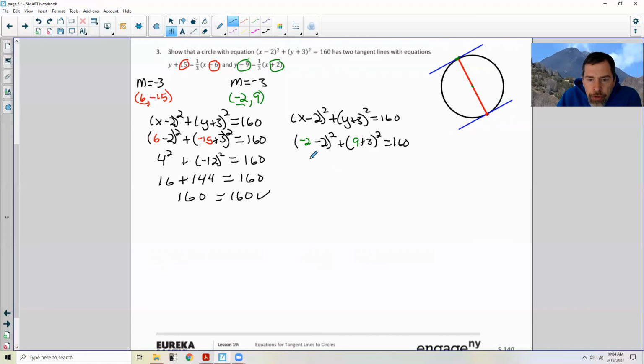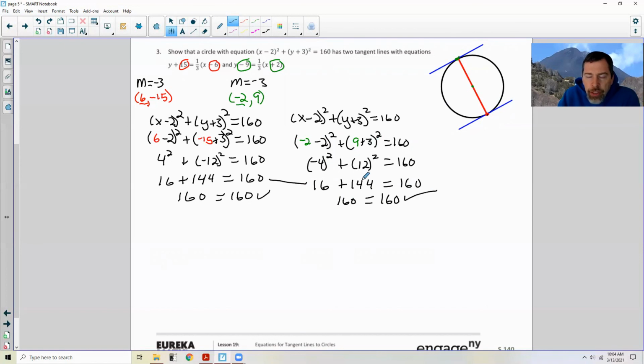So -2 minus 2 is -4, and we are going to square that, plus 9 plus 3, which is 12, and that is going to equal 160. Well, -4 squared is positive 16, and 12 squared is 144. And as you can see, we're getting the same values here. So 160 again will equal 160, and that checks. So that is how we showed that the tangent lines with these equations, or these lines with these equations, are tangents to this circle.